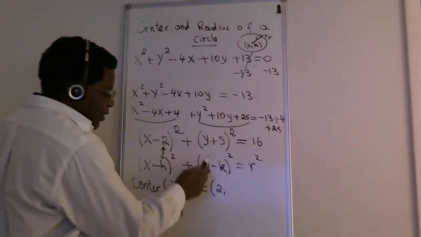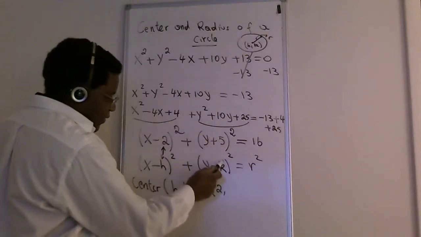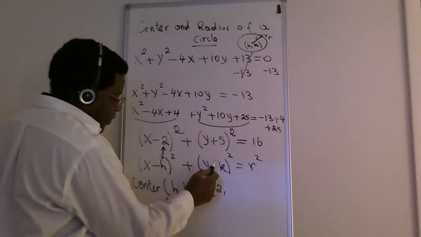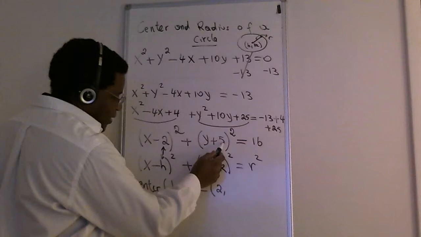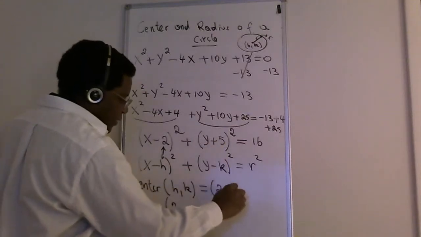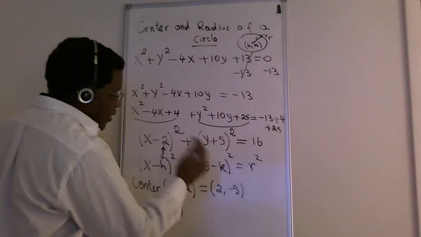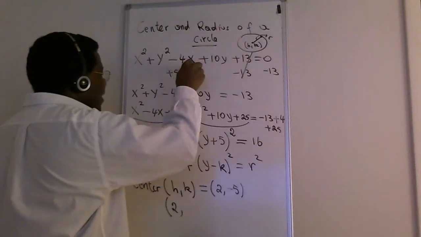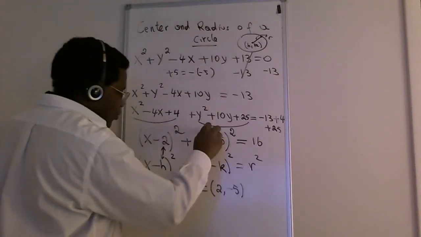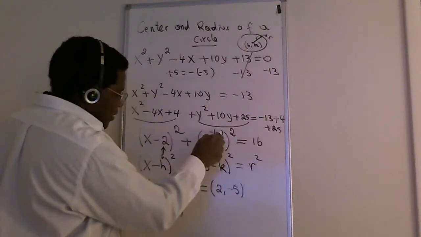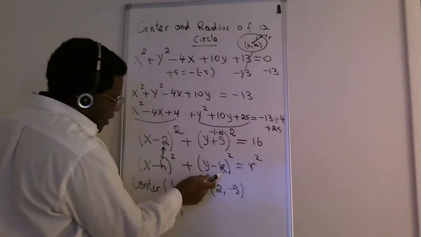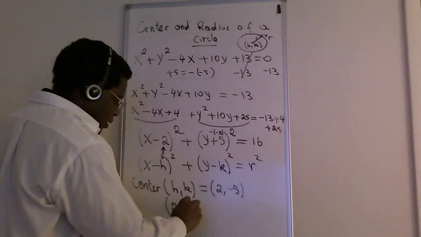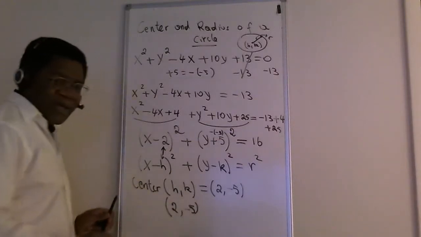And then we can go to y. We compare this with this. So y compare with y. Now, if we compare negative k with plus 5, that means that k is negative 5, because you can write plus 5 as negative minus 5. So if you do that, then you can compare negative with negative so that k is negative 5. So you get negative 5, which is k. And you have your center now to be 2 comma negative 5.